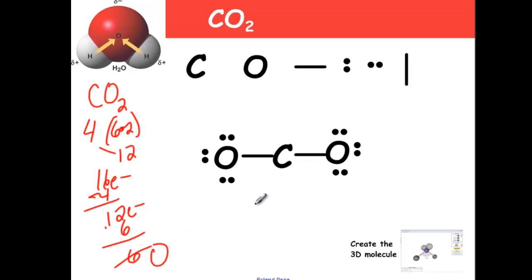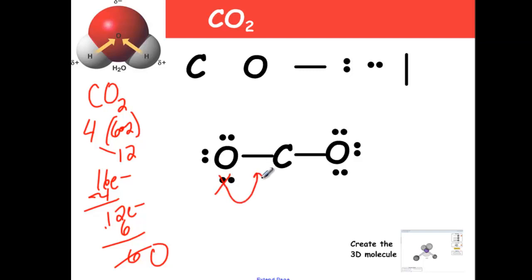So here's what we're going to do. Carbon's going to look at the oxygens and say, you guys all have your octet. I don't. Maybe you guys can hook me up. Maybe instead of just keeping them around you, you can share them with me. So this oxygen's nice. This oxygen says, sure, I'm not going to keep them.